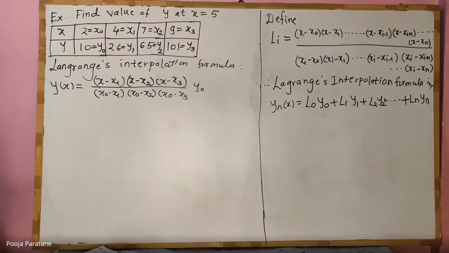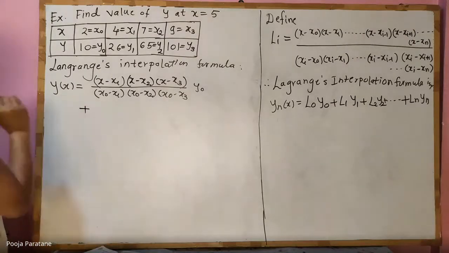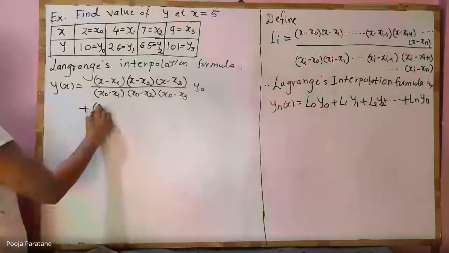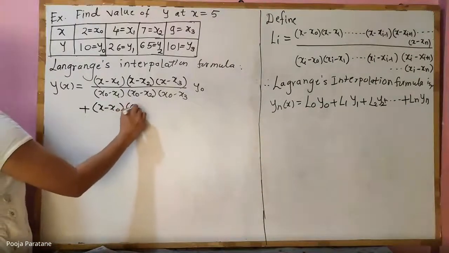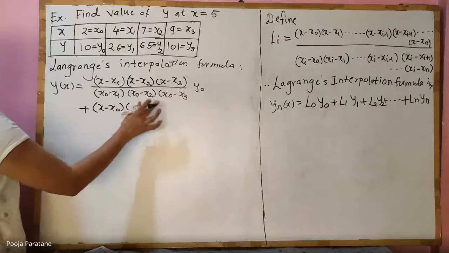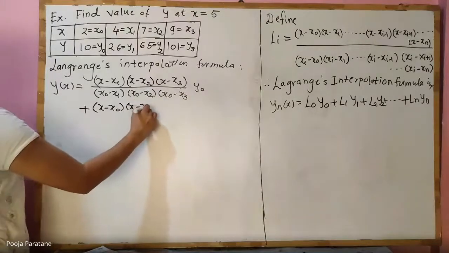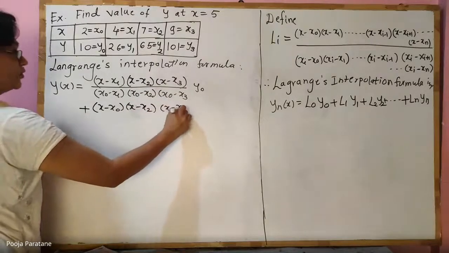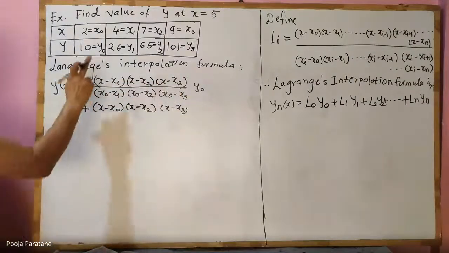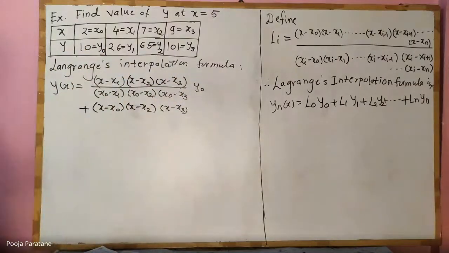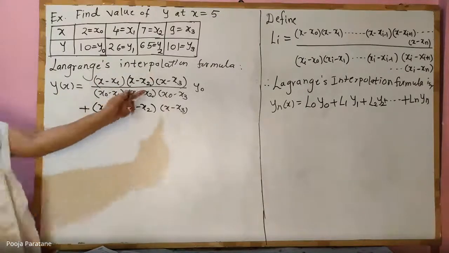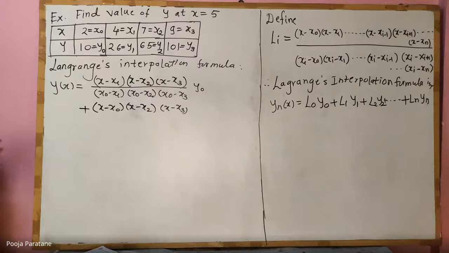No need to write down up to xn. Don't generalize it. Plus, the next term is related to y1. So x minus x0 and x minus x1 will not be there, so it is x minus x2, x minus x3. So always three terms will be there. As there are total four values, n plus 1, n equal to 3 here. So always we have three terms of x minus xi in the numerator as well as in the denominator.